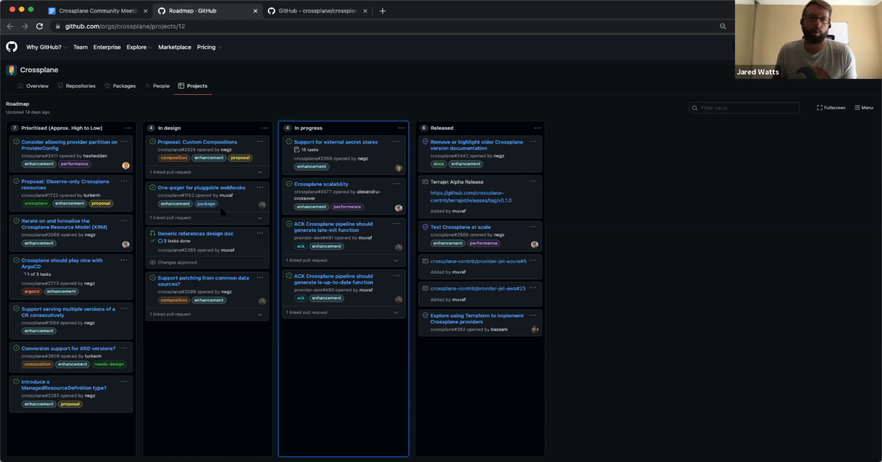The pluggable webhooks, convert to webhooks, etc. framework that Muafik's doing. What else is big on the roadmap here that resources are getting dedicated to that we want to bring up?